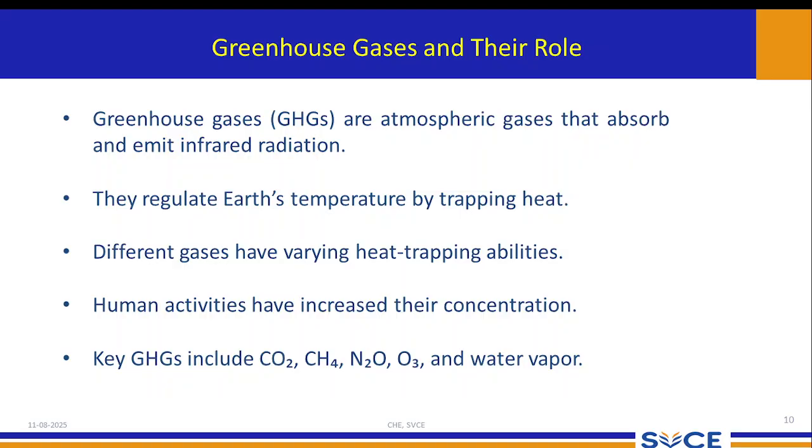Greenhouse gases and their role. Greenhouse gases are atmospheric gases that absorb and emit infrared radiation. They regulate Earth's temperature by trapping heat. Different gases have varying heat-trapping abilities. So carbon dioxide, methane, and nitrous oxide have different heat-trapping abilities. Human activities have increased their concentration. The key greenhouse gases include carbon dioxide, methane, nitrous oxide, ozone, and water vapor.